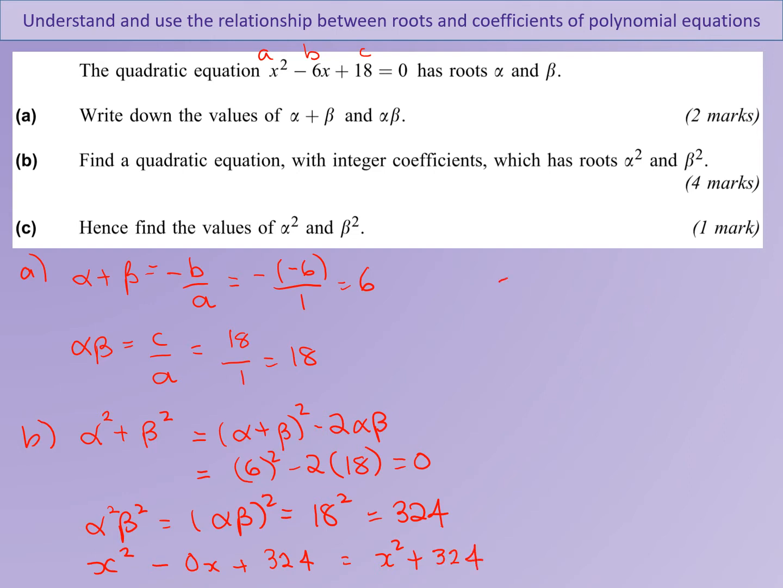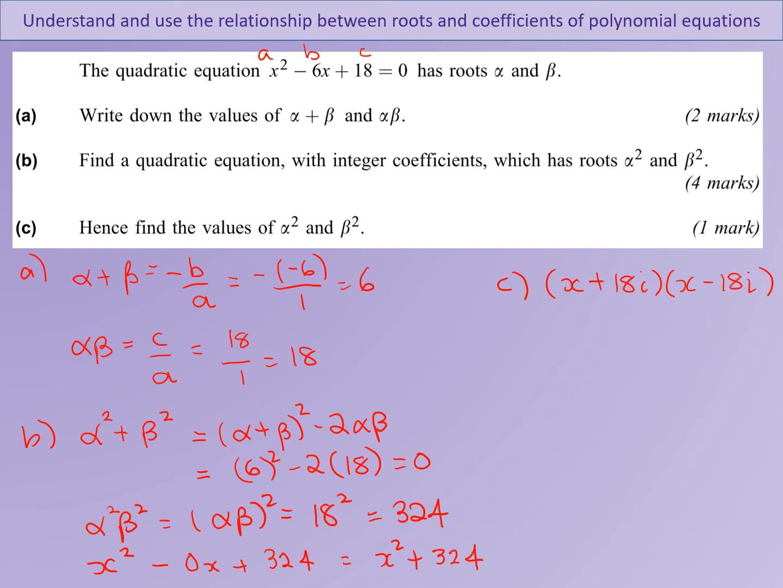And then on to C. So now we're trying to find the values of alpha squared and beta squared. So we want to know what the roots are of the quadratic that we found in part B. Now we know that 324 is 18 squared. So if we factorise this, this gives us x plus 18i and x minus 18i.